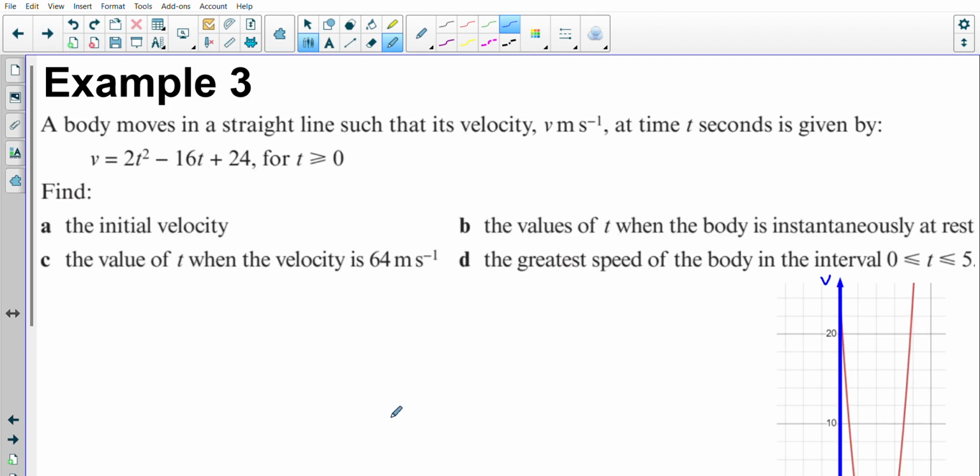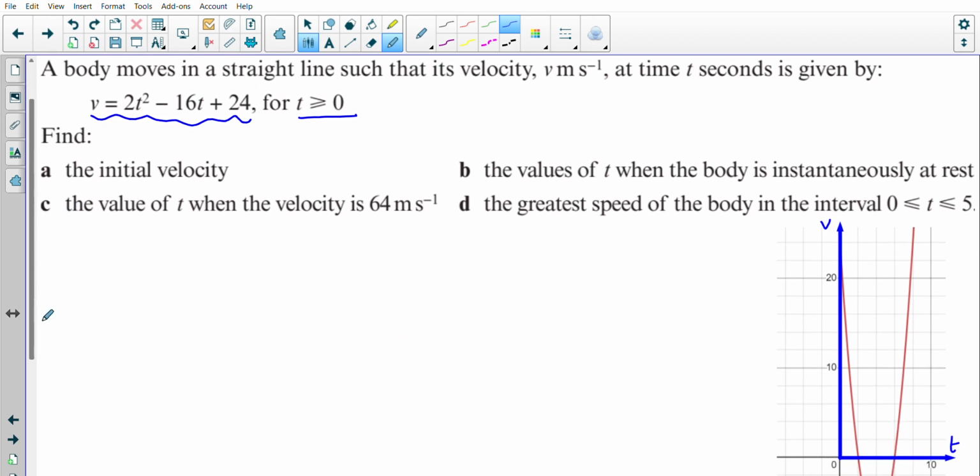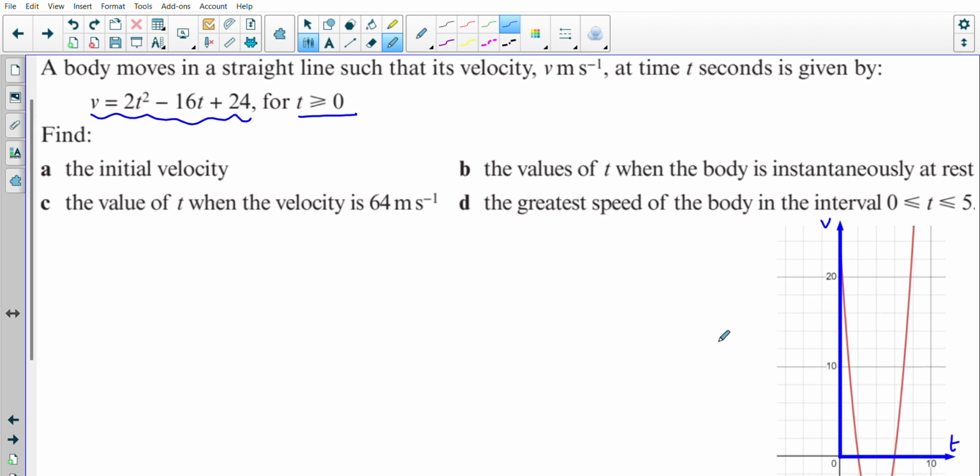So the next example then, a body moves in a straight line such that its velocity v meters per second at time t seconds is given by this, for t is greater than or equal to 0. So we've got our restriction, it makes sense, as time is positive. Now we've got a few things to find, and if I need, I have got the graph that I've taken from Desmos again, so I can refer to that if needs be. Again, you can always sketch this graph. It's just a quadratic to sketch, and you should have those skills already in place.